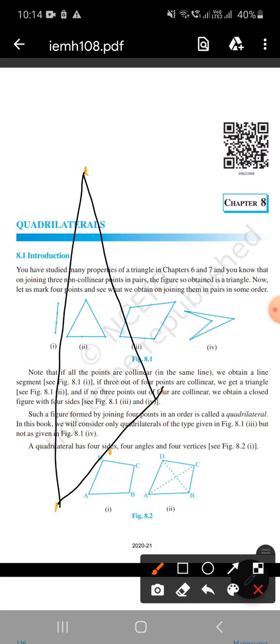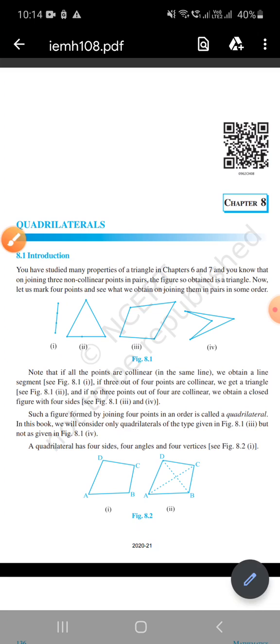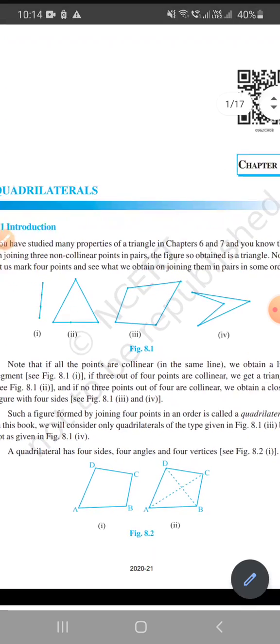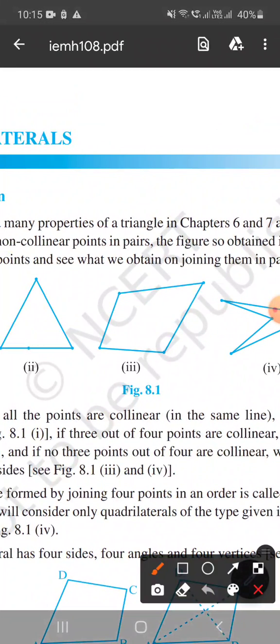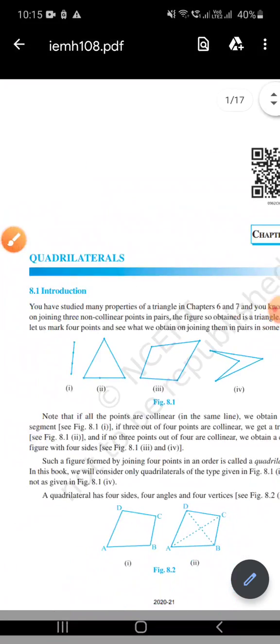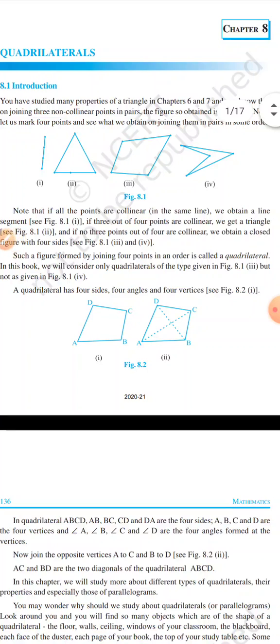correct? So for any quadrilateral, it is compulsory that 2 points should be non-collinear, right? In this figure you can see, we have this point and this point, these are collinear, and the remaining two, this and this point, are non-collinear points. So to form any quadrilateral, it is important that 2 points should be non-collinear. Now if you join the opposite corners of a quadrilateral, then the lines joining them will be called diagonals.